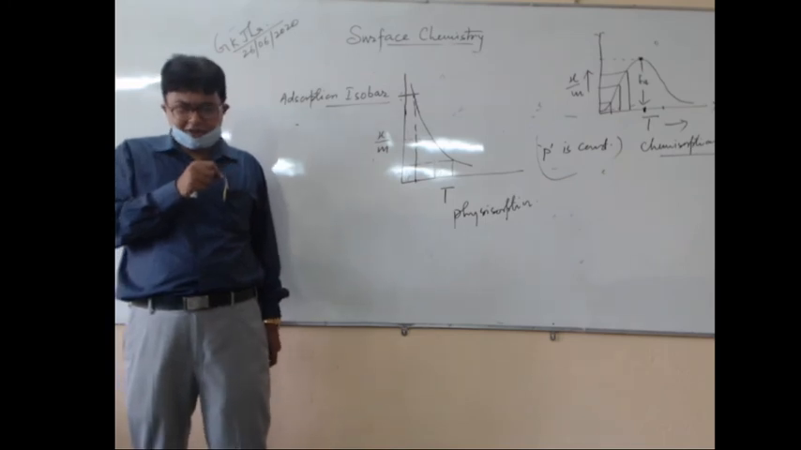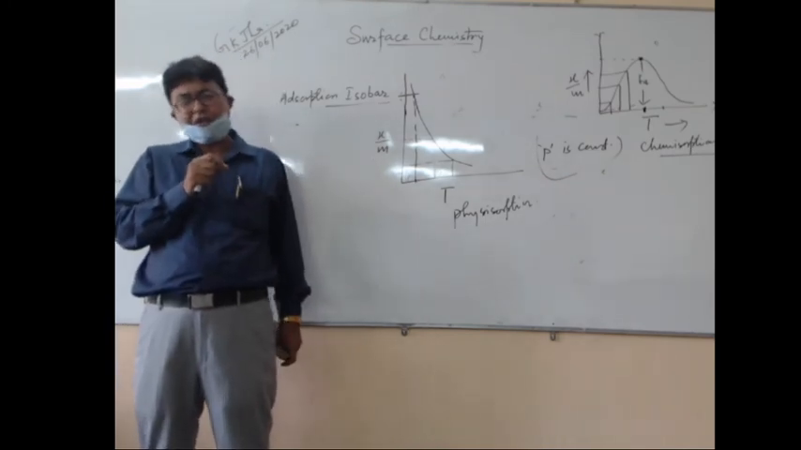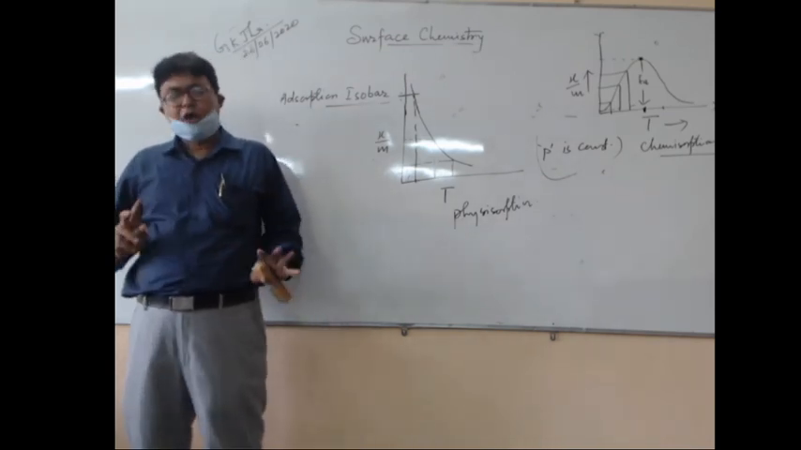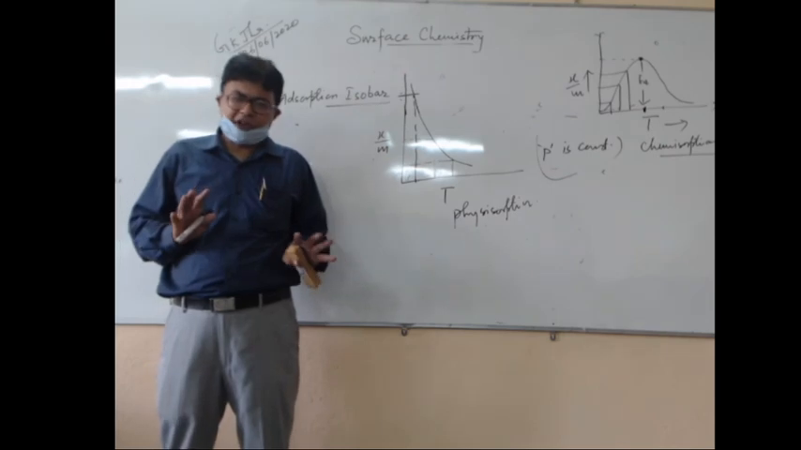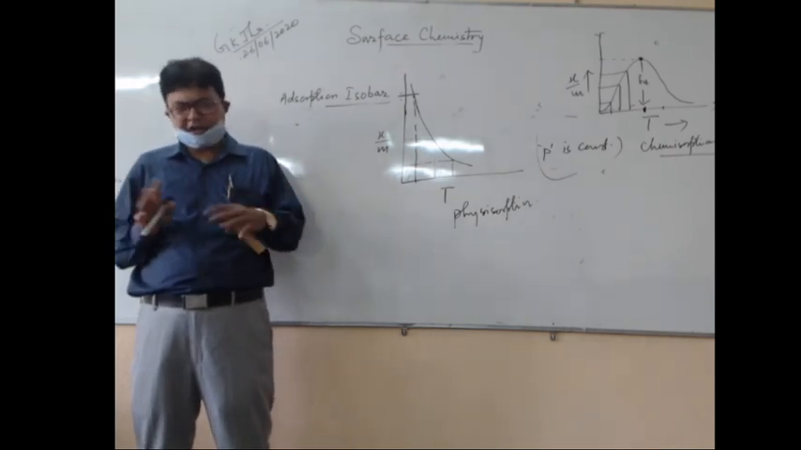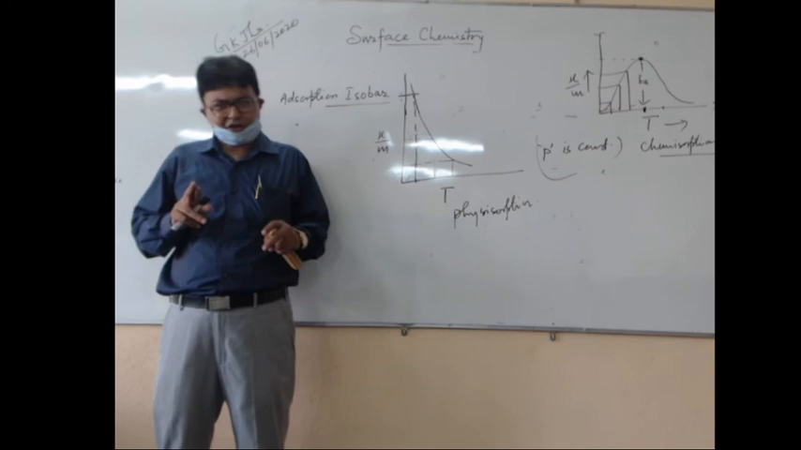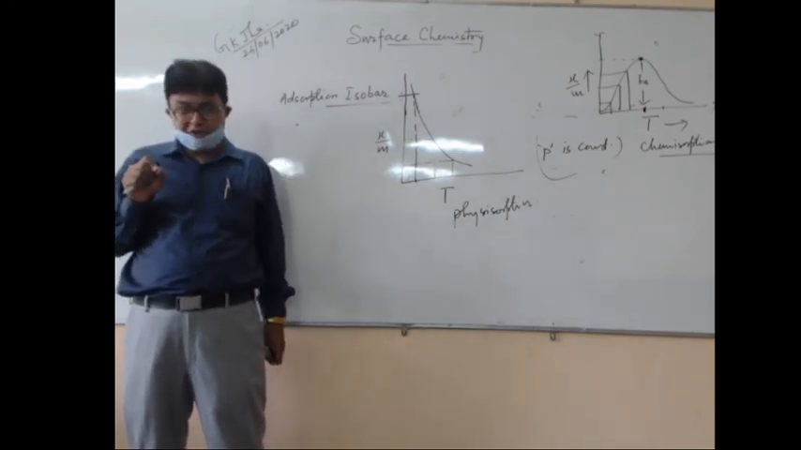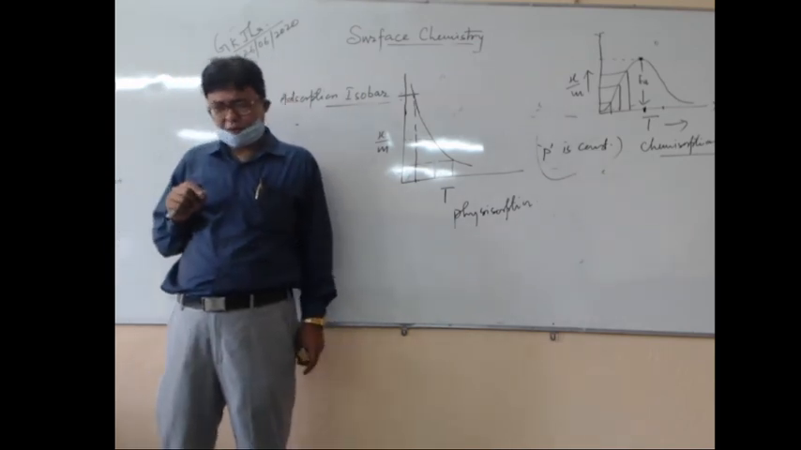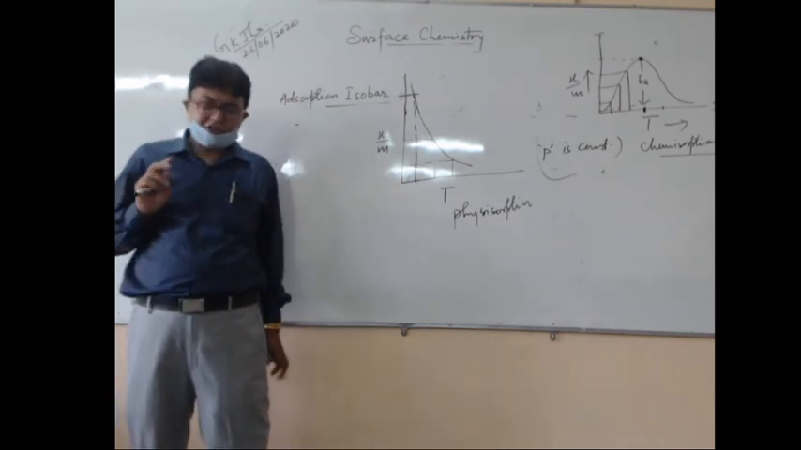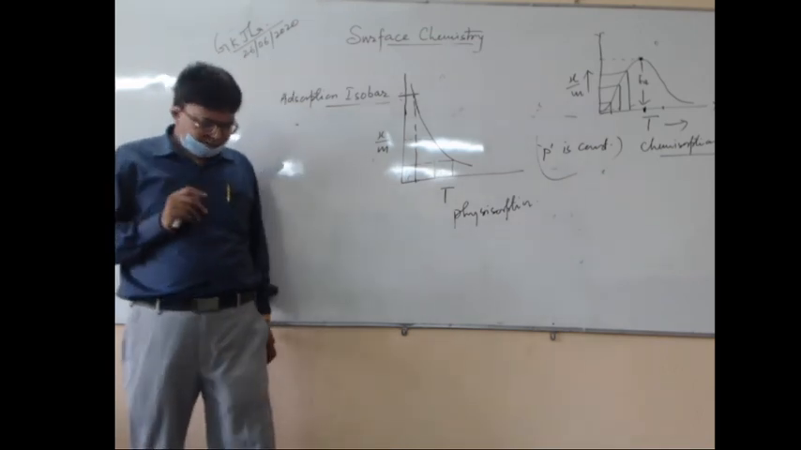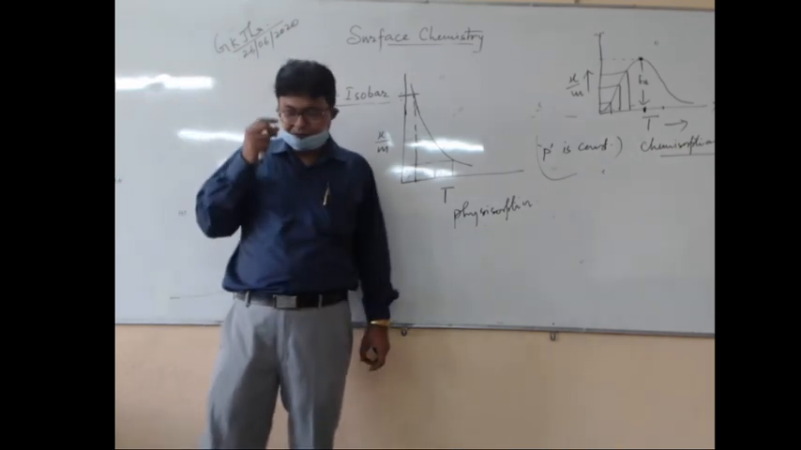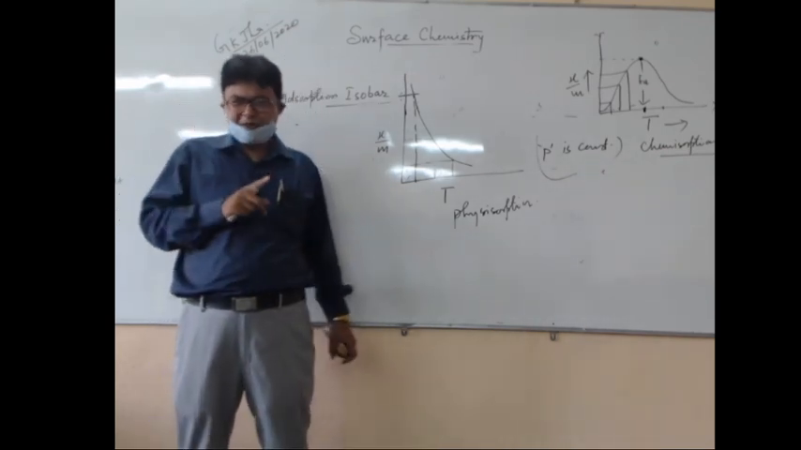So x by m is equal to k into p raised to the power 1, when the pressure is low. And another thing you notice is that at moderate pressure, that is pressure neither high nor low, in that condition x by m is equal to k into p raised to the power 1 by n. Here 1 by n is less than 1 and greater than 0.